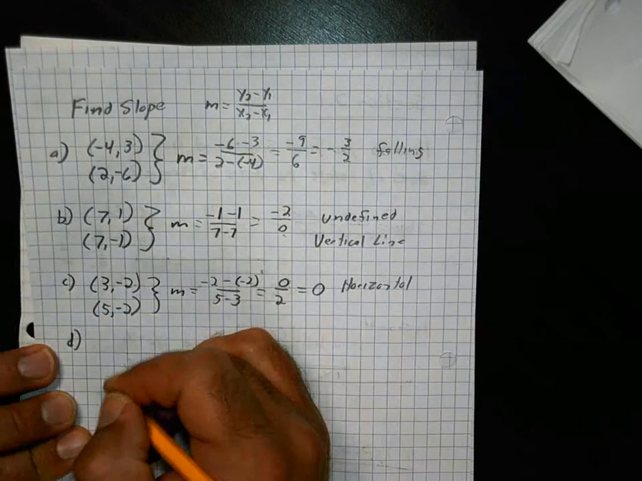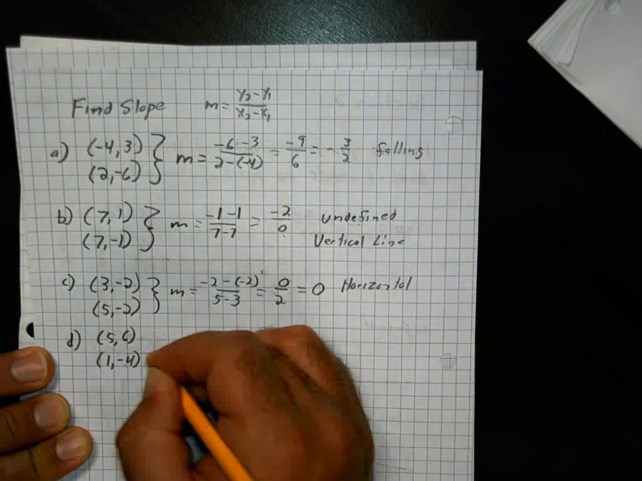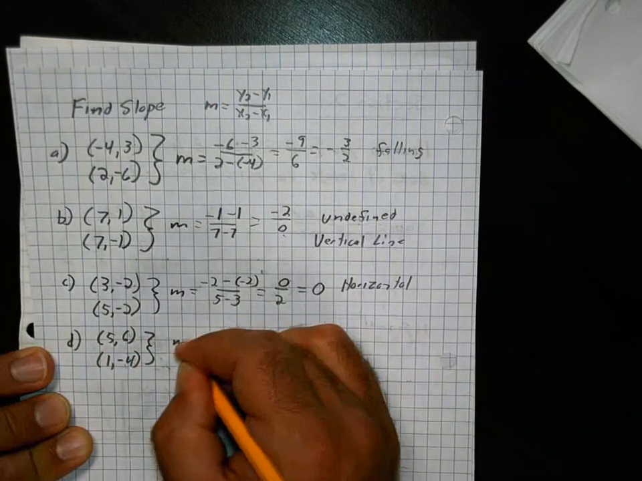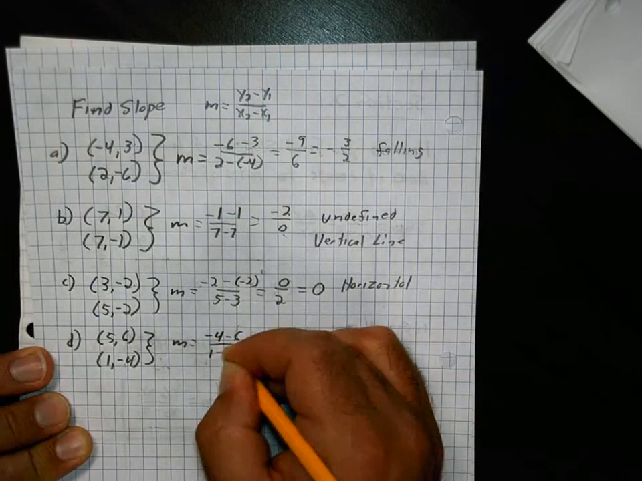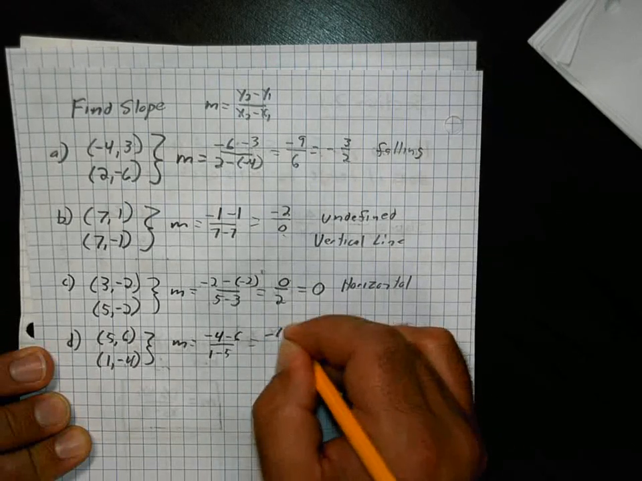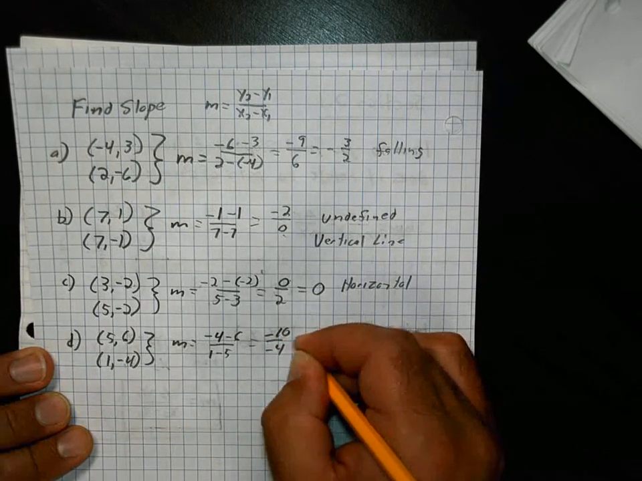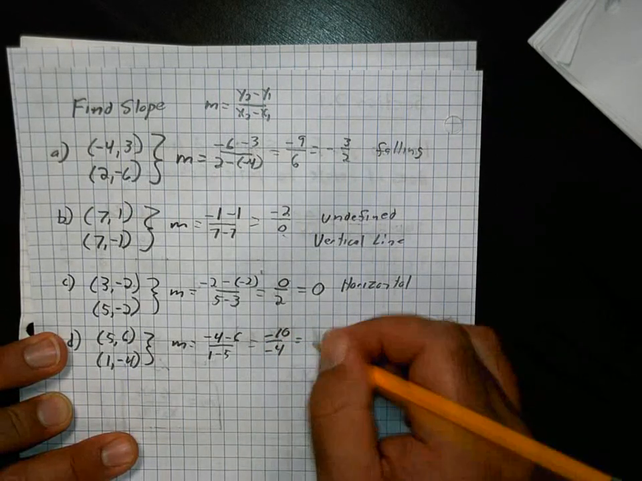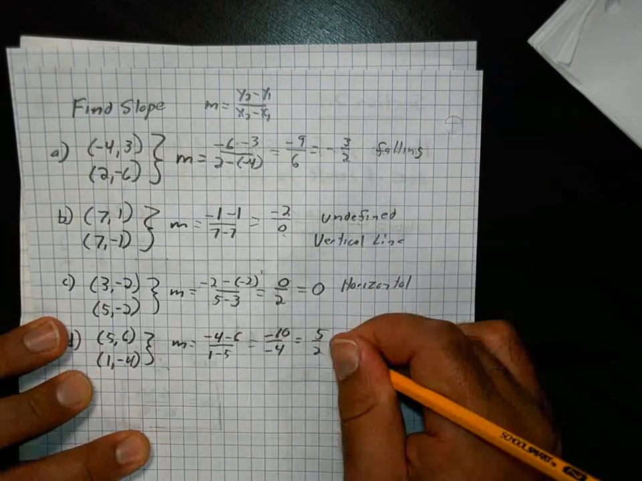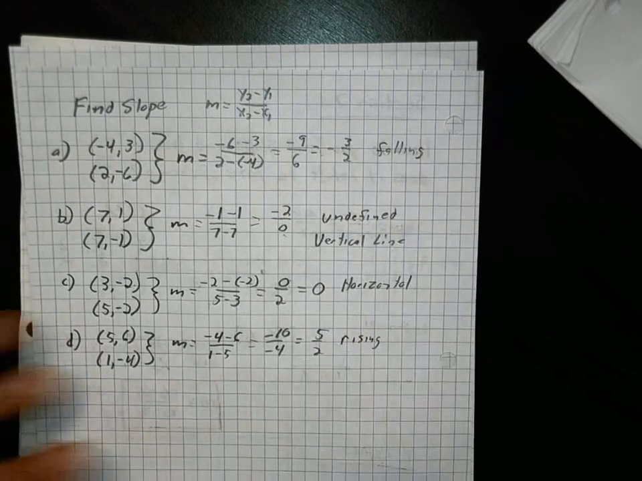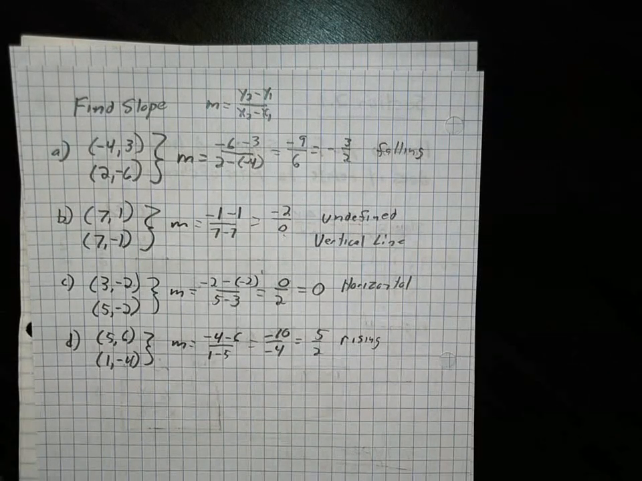Okay, and let's try one more. (5, 6) and (1, -4). So negative 4 minus 6 over 1 minus 5 would be negative 10 over negative 4. A negative divided by a negative becomes a positive, so we got 5 halves. Okay, that's a positive slope, so it's rising. It's increasing.